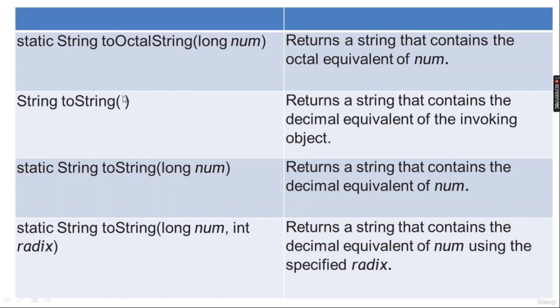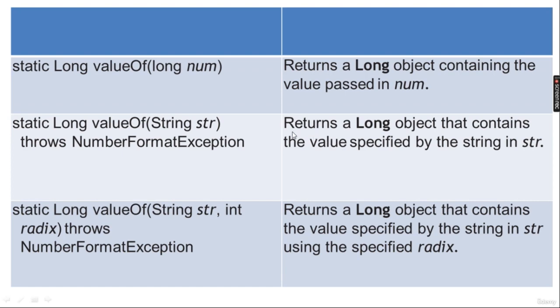Here nothing is specified in brackets, so it will give you the decimal equivalent of the object, and here you are specifying the long number, so it will give you the decimal equivalent of that number. Static String toString(long number, int radix) returns a string that contains the decimal equivalent of the number using the specified radix. Static Long valueOf(long number) returns a Long object containing the value passed in number.